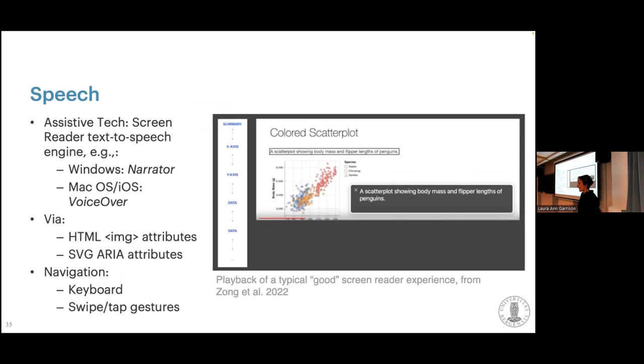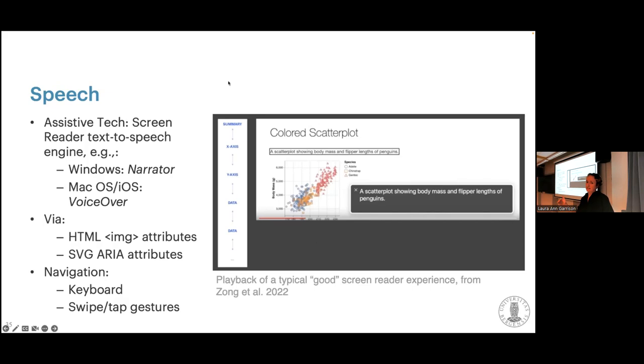And this can be problematic again if you're someone with a motor disability. The standard for a good screen reader experience, which I'll play in just a minute here, is a relatively linear experience. In this case, they have a summary, there's the x-axis, there's the y-axis, there's a legend, and then there's all the individual data points. And the experience is very linear. So the user pretty much goes in this pathway: summary, x-axis, y-axis, into the data.